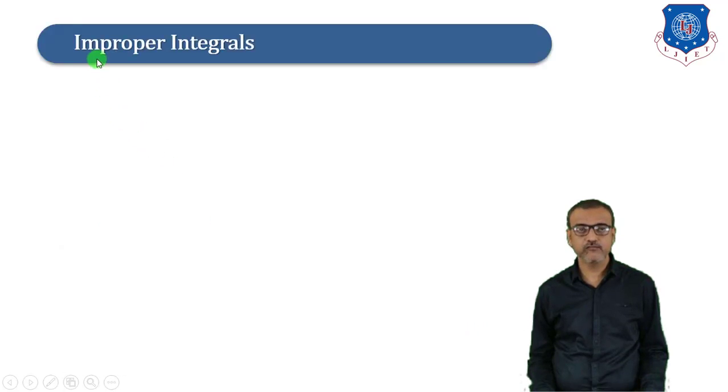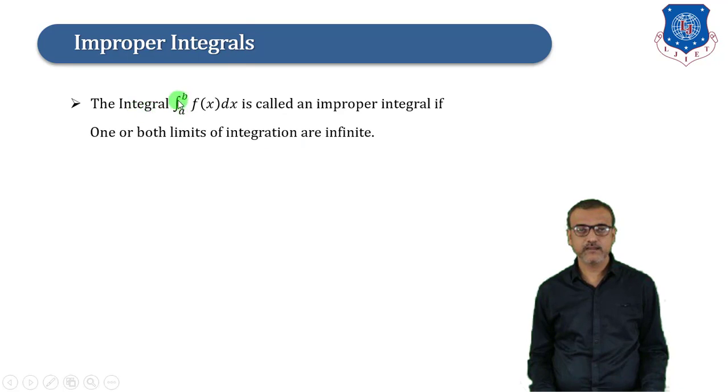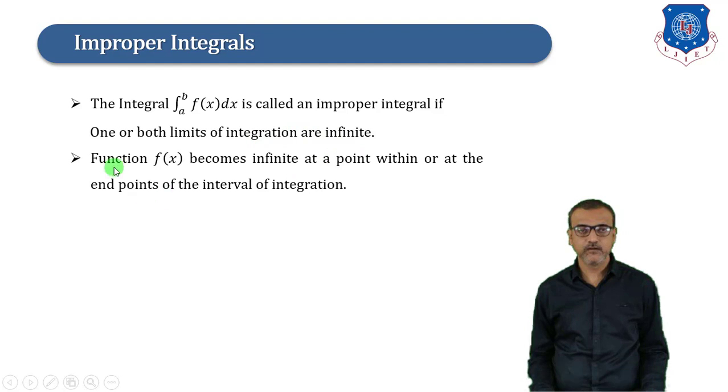So first of all, we will see what is the meaning of improper integrals. The integration from a to b f(x) dx is called an improper integral if one or both limits of integration are infinite. Or, this is the second condition, the function f(x) becomes infinite at a point within or at the end points of the interval of integration.